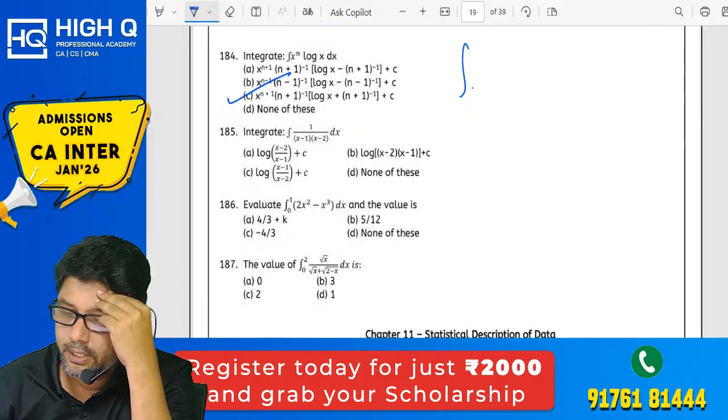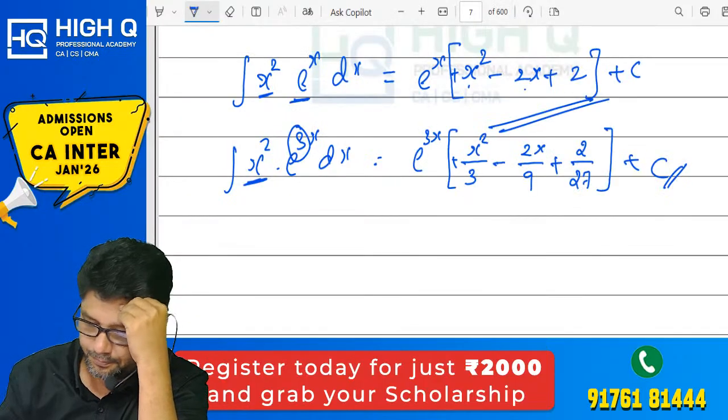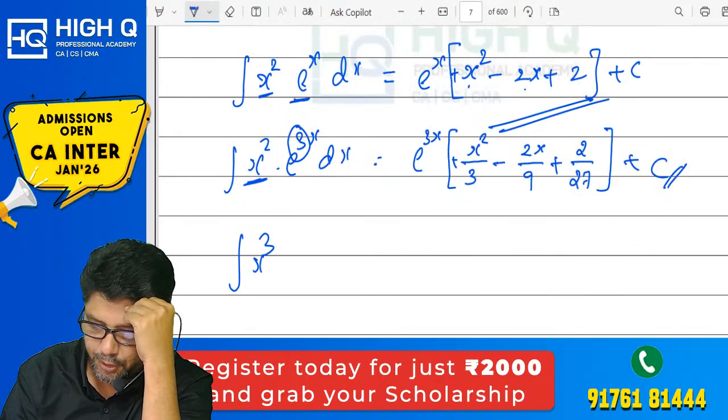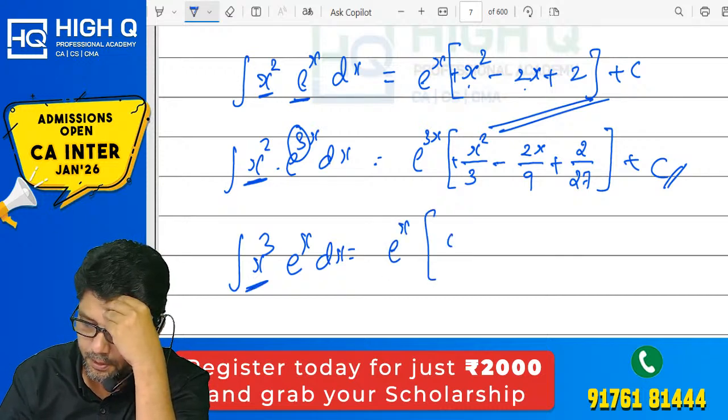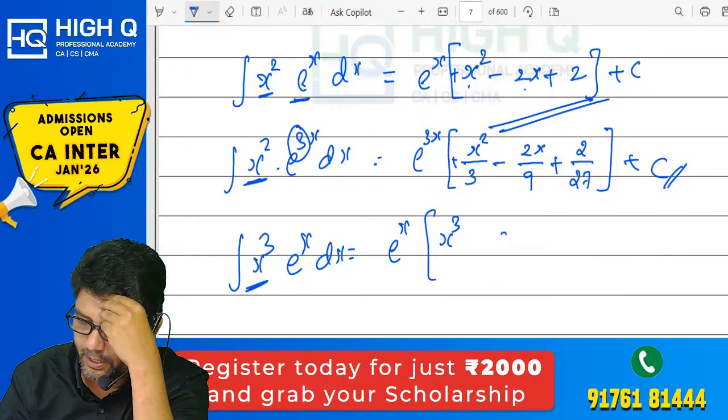Sir, what if it is x cube? Okay. If it is x cube, e power x dx, it's the same rule only, my dear. E power x, x cube. Next, what is the derivative of x cube? Derivative is 3x square, then derivative of that is 6x, with plus, minus signs.